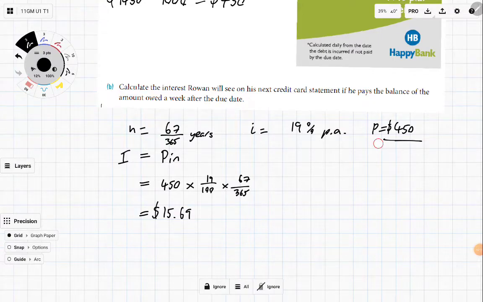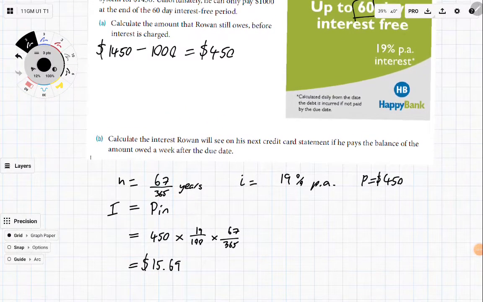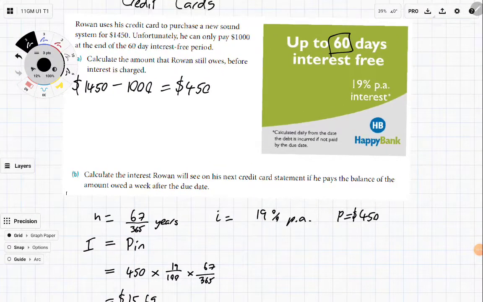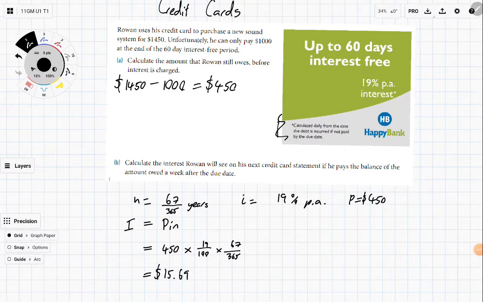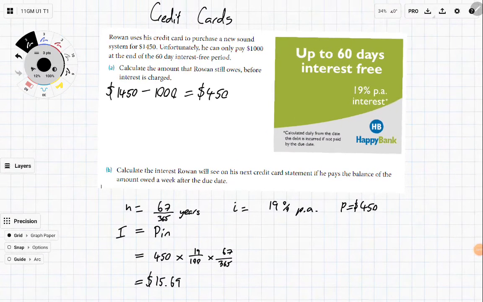That doesn't sound like a lot, but obviously $450 is quite a small borrowing amount, and every credit card is going to have different rules about them. So often it's in the fine print that you want to read before you get locked into a credit card debt.